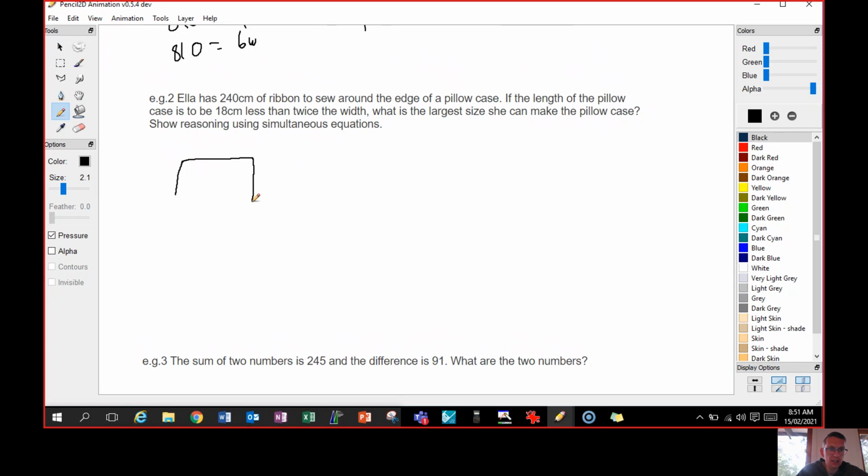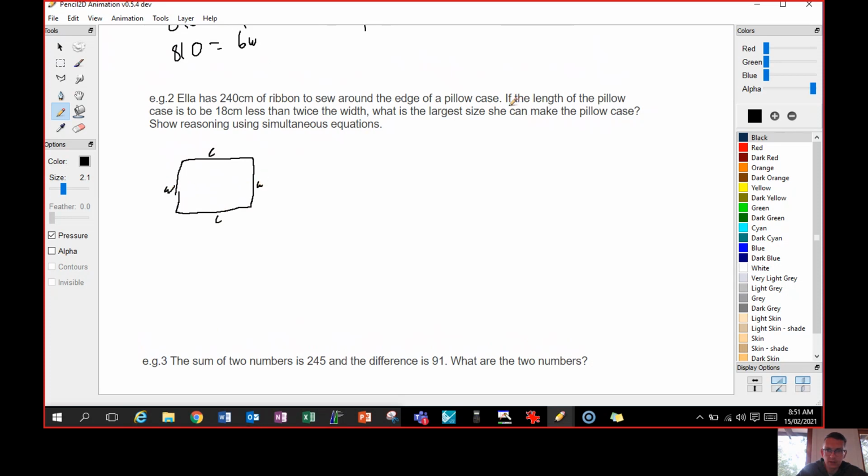So that means you can't check and guess. So I would really just draw a picture again. So that's the pillowcase. She has 240 centimeters for the total. So that's going to be the perimeter. The length of the pillowcase is 18 centimeters less than twice the width. So that means really, if you think about it again, that's length, length, width, width.